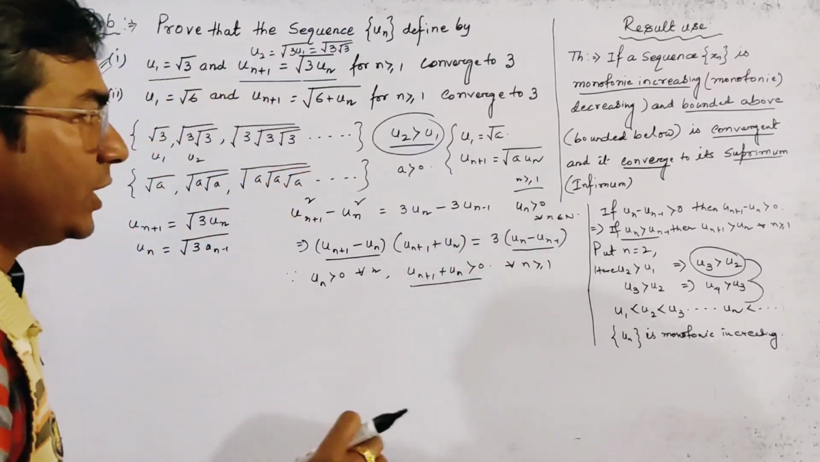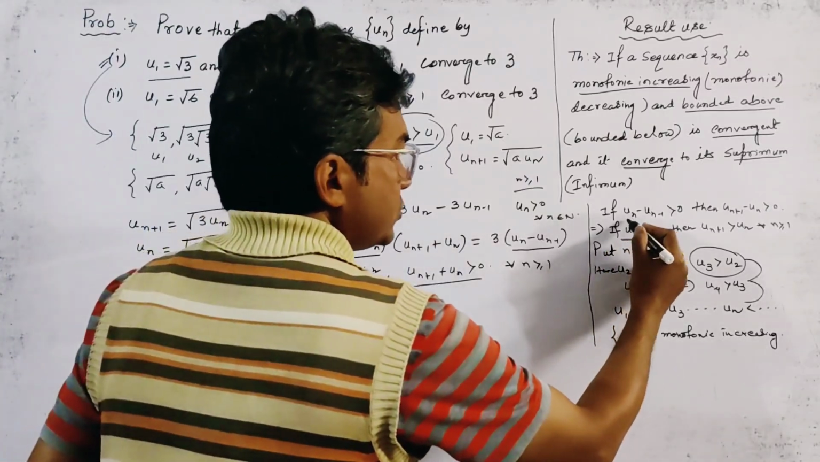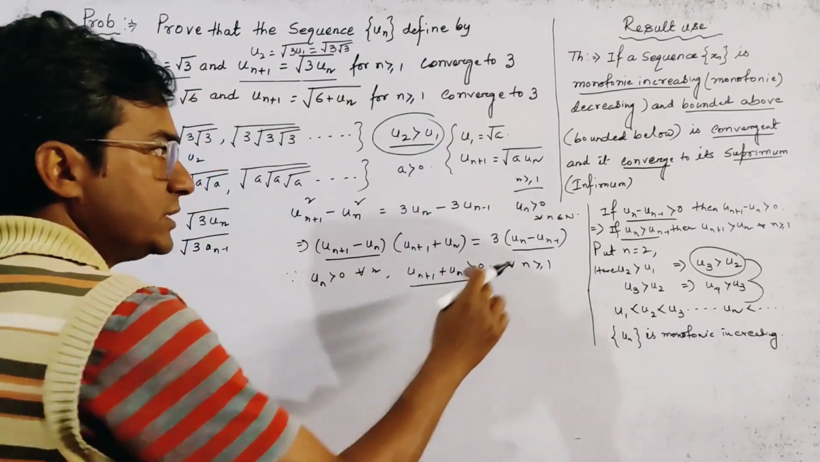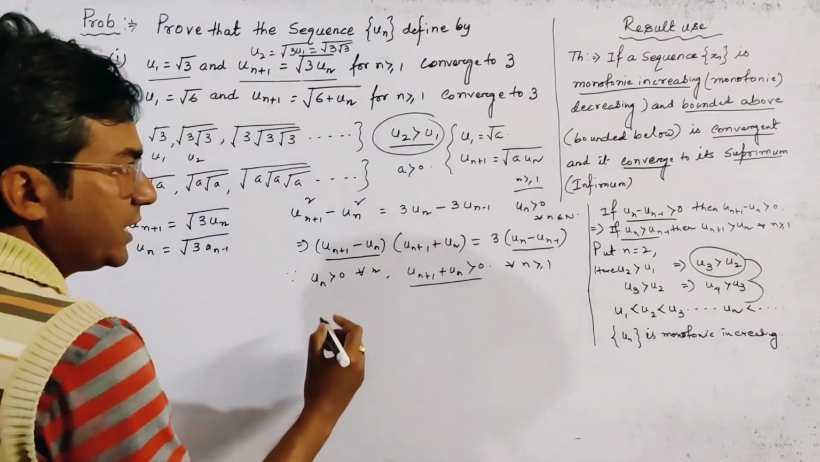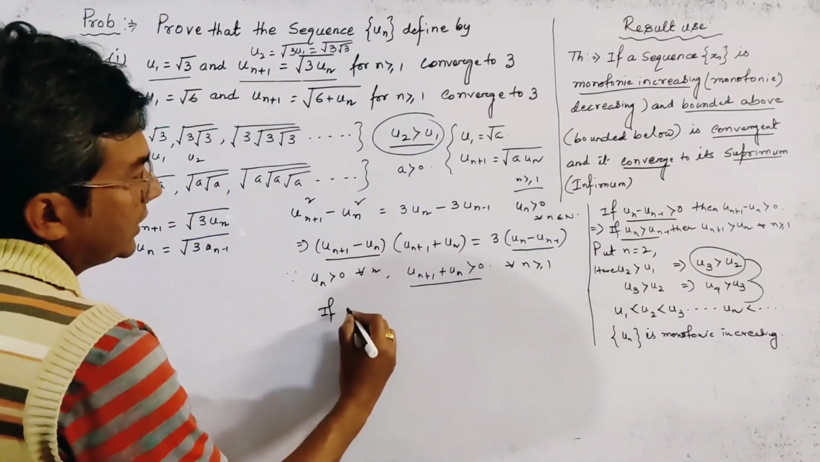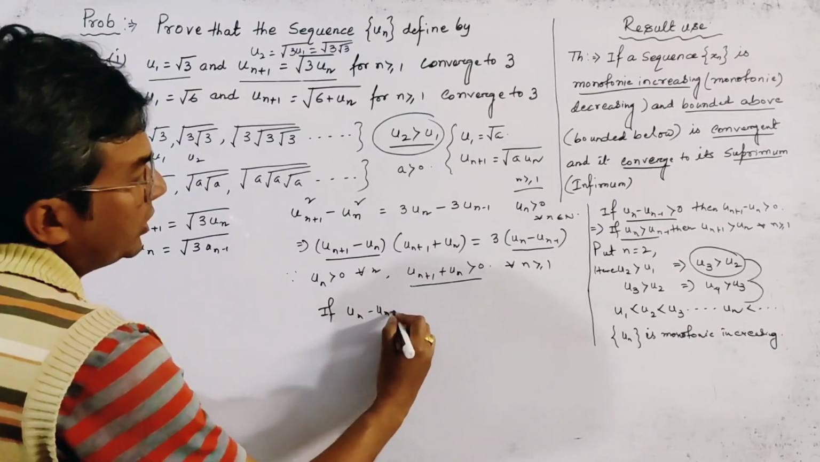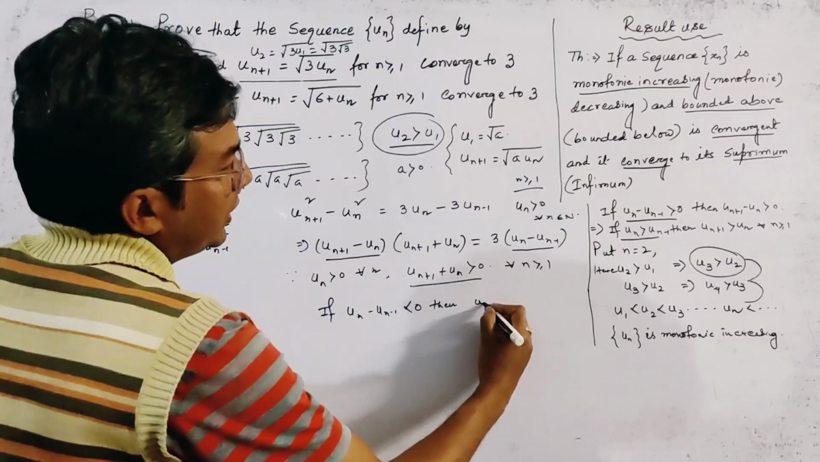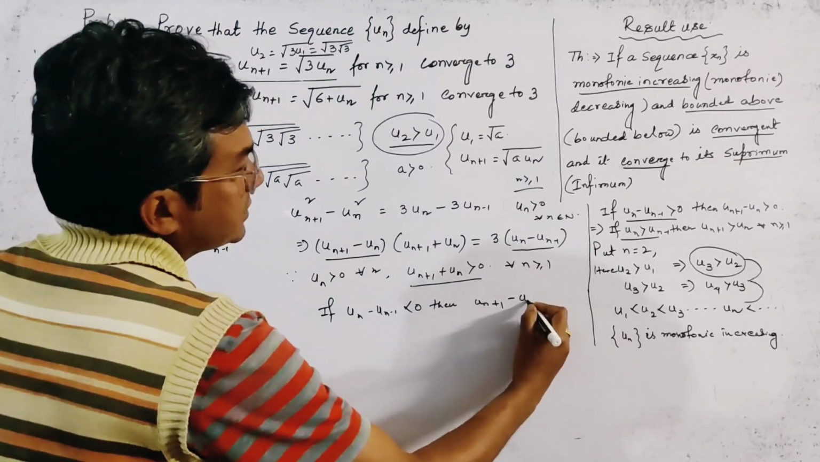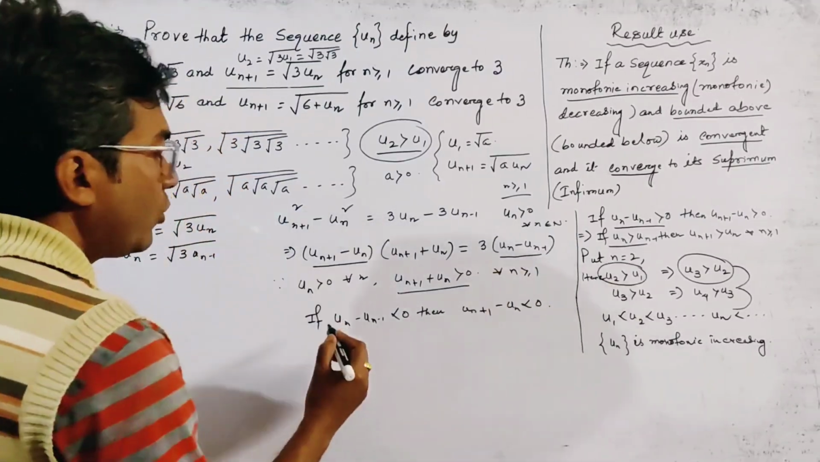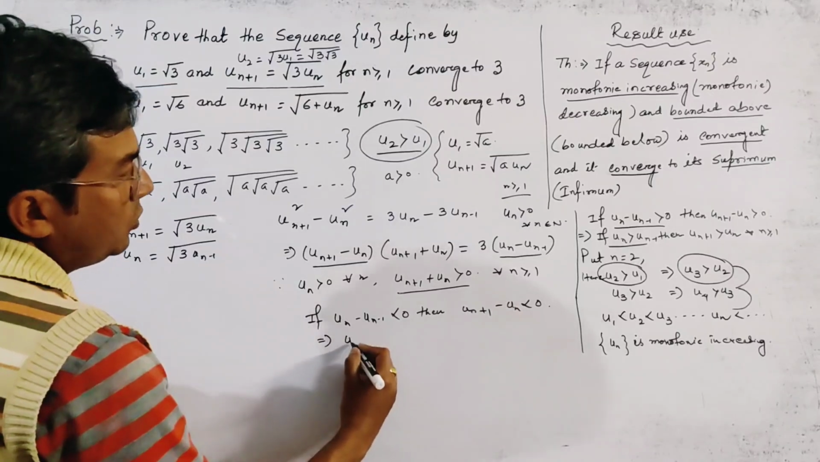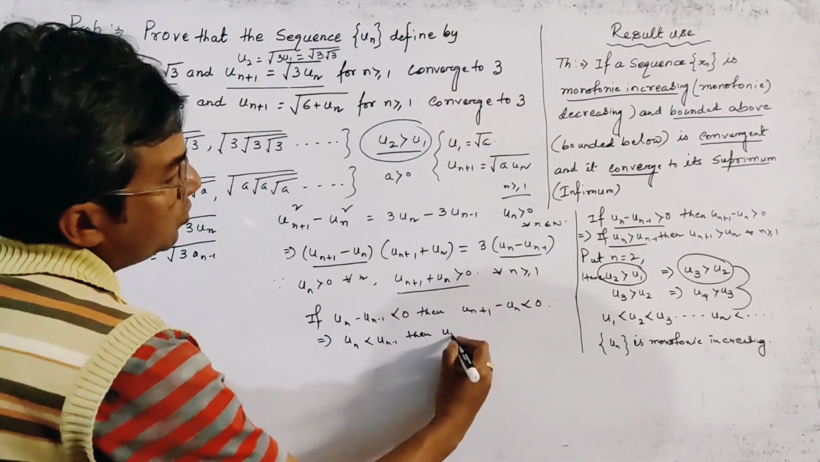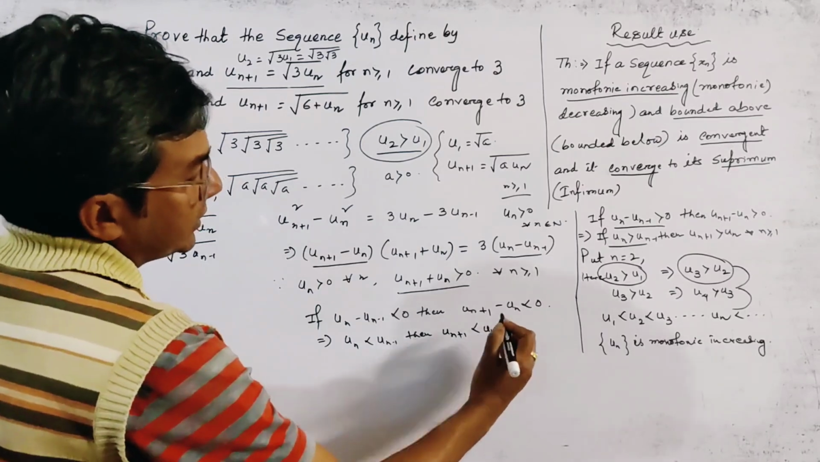Now, it may be less than 0. Since this is the first case, here we write the second case. If un minus 1 less than 0, then un plus 1 minus un is also less than 0. And from here we can write that if un less than un minus 1, then un plus 1 less than un.